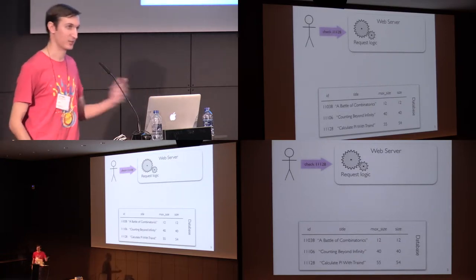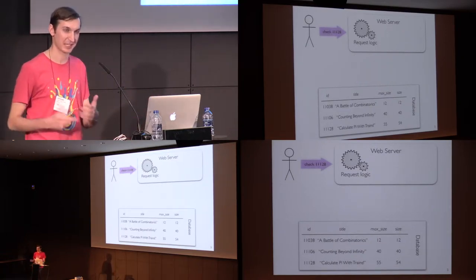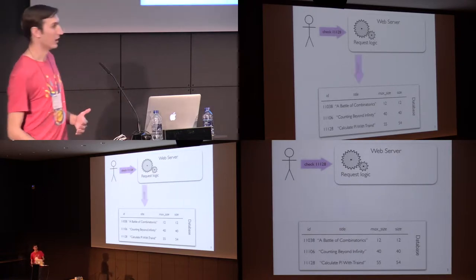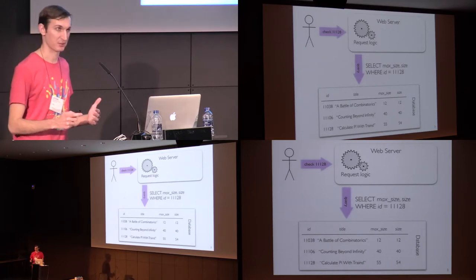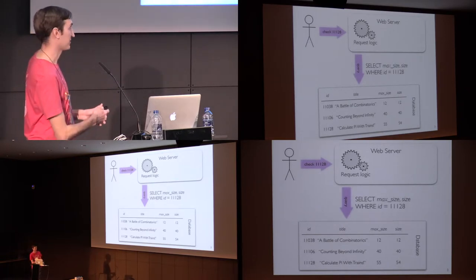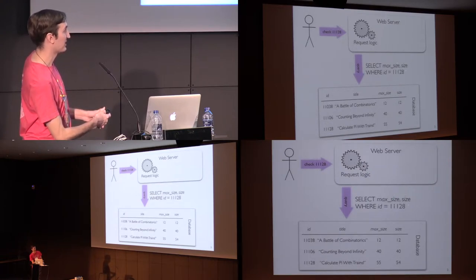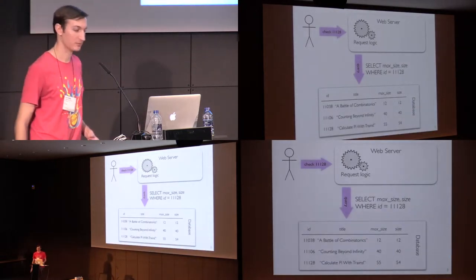Maybe the user then wants to check if a particular class has space by clicking a button. That will send a request to the web server, which will result in a different sort of query, in this case selecting some different data: the maximum size of the class and the current size of the class for that particular class. The condition specifies that the database ID of the class should be this one, which specifies a unique row.